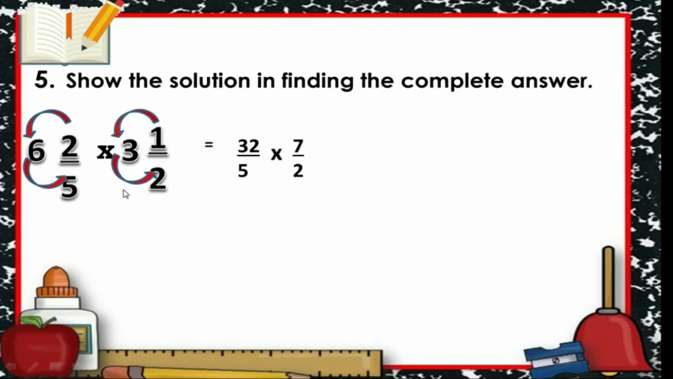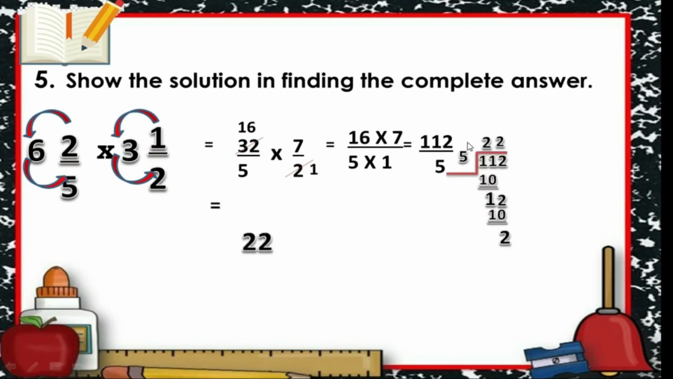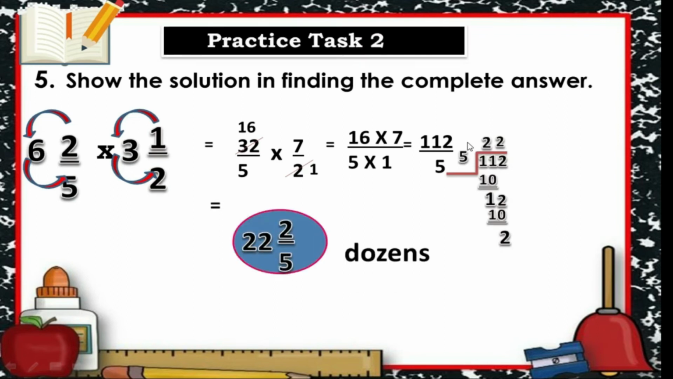7/2. Okay, we are going to have a cancellation. 32 divide 2 equals 16. 2 divide 2 equals 1. Okay, we are going to multiply the numerator 16 times 7, and then for the denominator 5 times 1. Okay, equals 112/5. Okay, we are going to simplify this answer by dividing it. Our answer is 22 2/5 dozens. That is for practice task number 2.